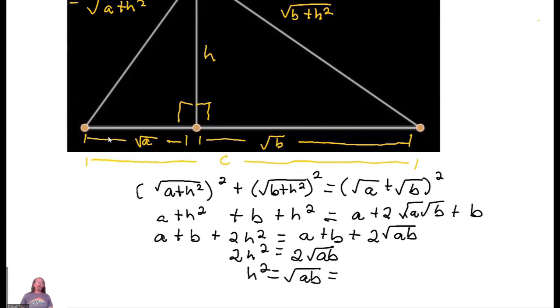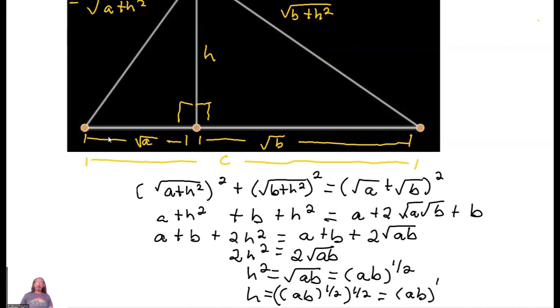And since the square root of ab is the same as ab to the 1/2, if I take the square root of both sides now, that would be the same as raising both sides to the 1/2 power. And we would be multiplying the exponents of 1/2 to get 1/4. So in other words, we are looking at the height being the 4th root of a times b. So now what?